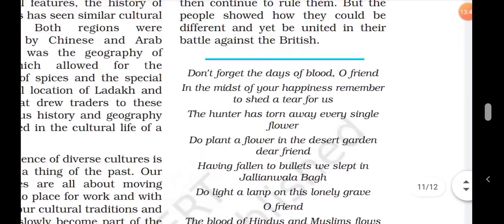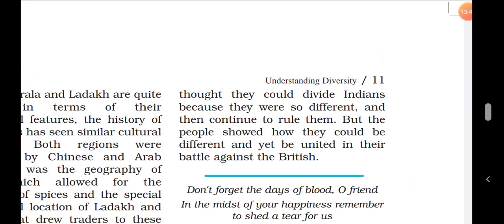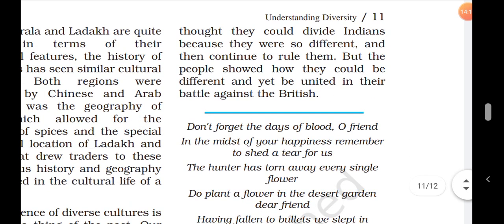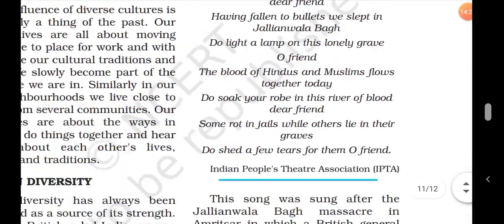Interestingly, the British thought they could divide Indians because they were so different. ब्रिटिशर्स को लगता था कि हम लोग इंडिया को तोड़ सकते हैं बिकॉज वो एक दूसरे से बहुत अलग हैं. यहाँ पे डाइवर्सिटी ज़्यादा है और उनके डाइवर्सिटी के बेस पे दे वर ट्राइंग टू फॉलो देयर पॉलिसी डिवाइड एंड रूल. Because they were so different, they thought they could continue to rule them, but the people showed them they could be different and yet be united in their battle against the British. Okay, and now you can see that India is a free country, a democratic country, living with unity in their diversity. So now let's study this song.